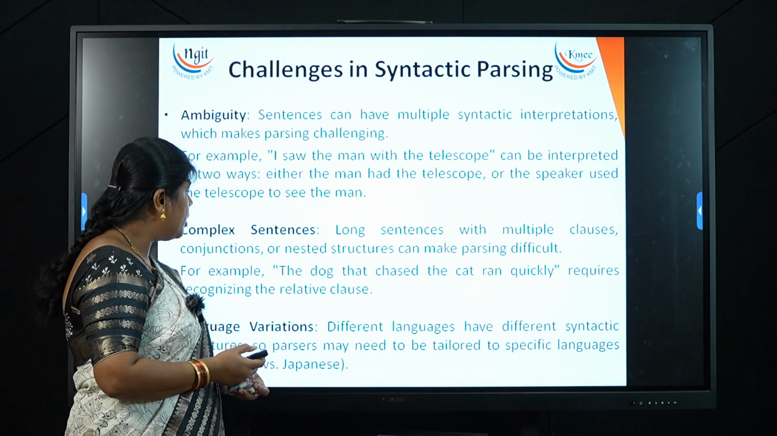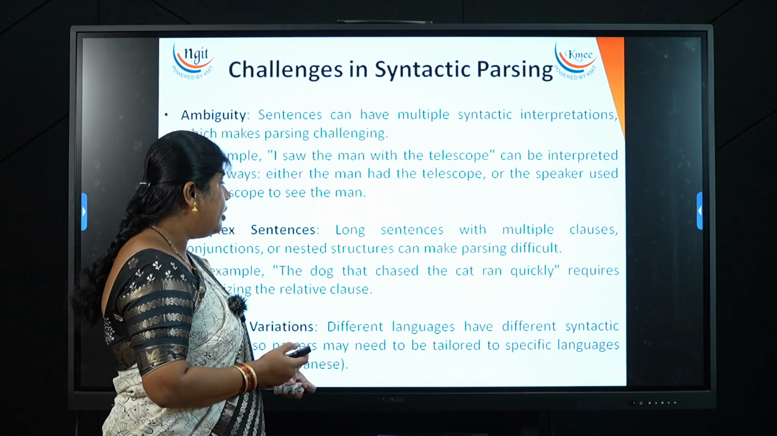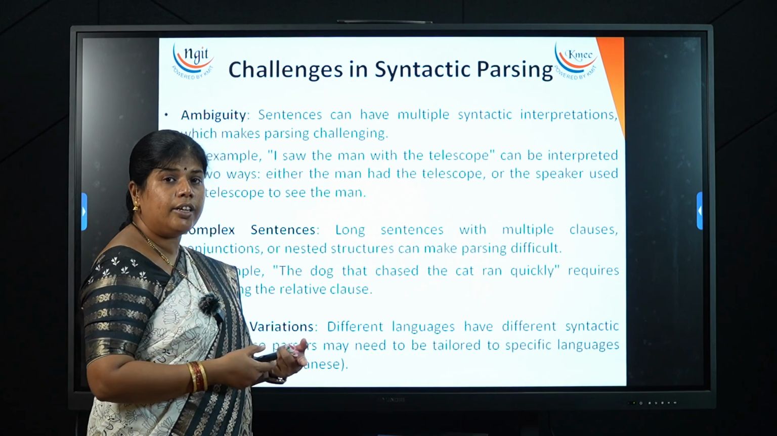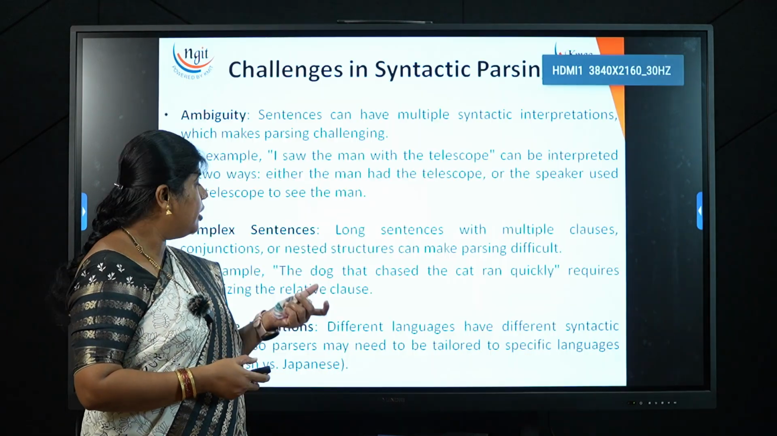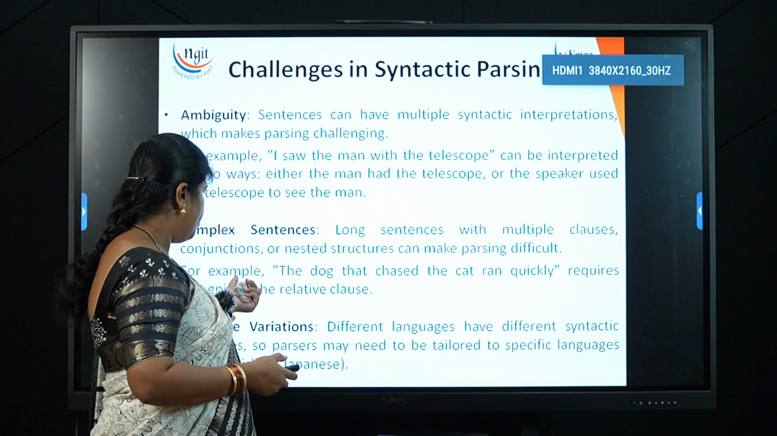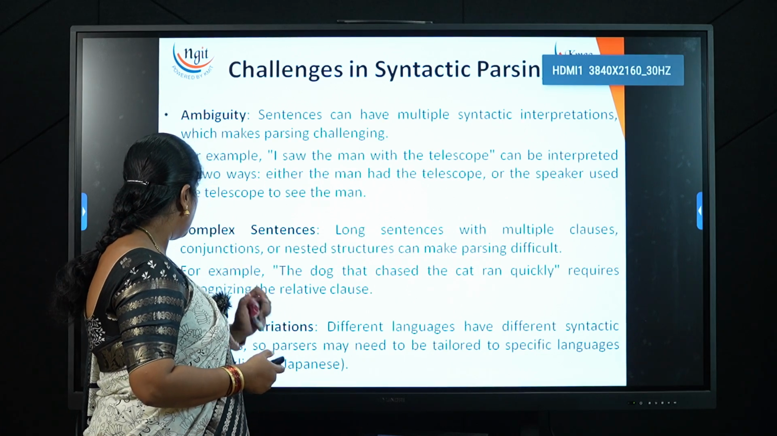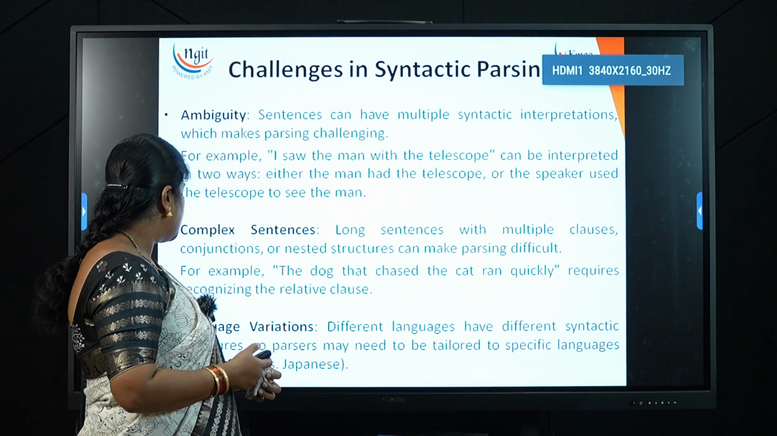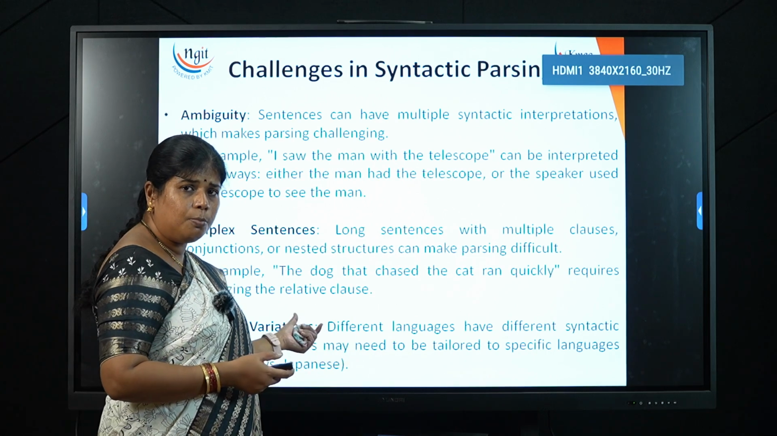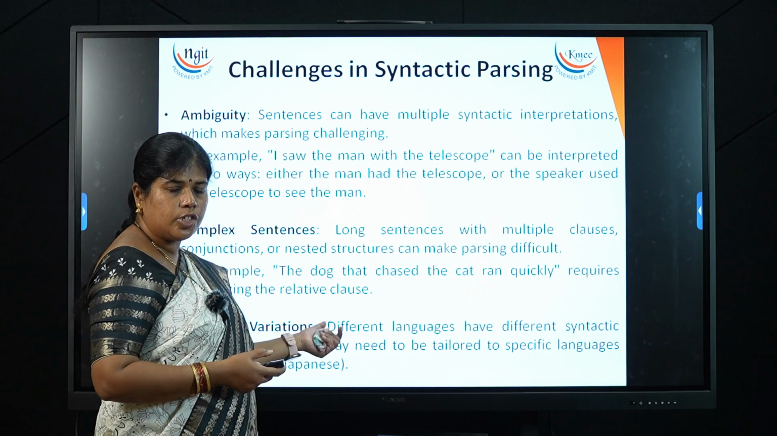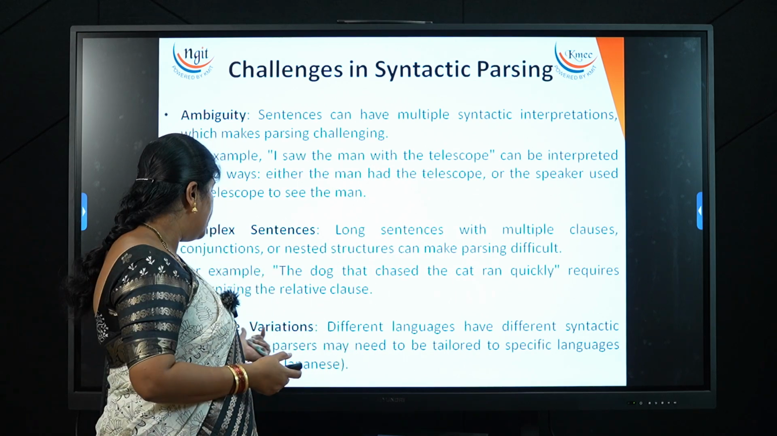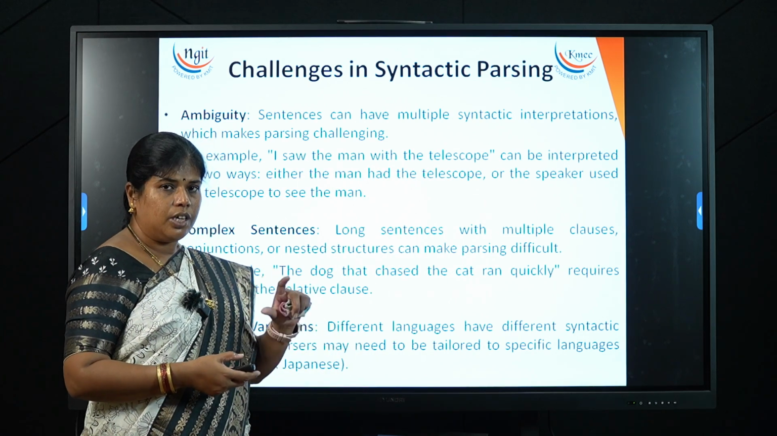Now listen here, the dog that chased the cat ran quickly. Now who ran quickly here? Whether it is the dog or the cat, you are not able to understand. Okay, you are making the reader confused here. So that is what is called a complex sentence. Now the next one is what? The most important challenge, that is the language variation. In the next video, how to deal with language variation, that we are going to see.